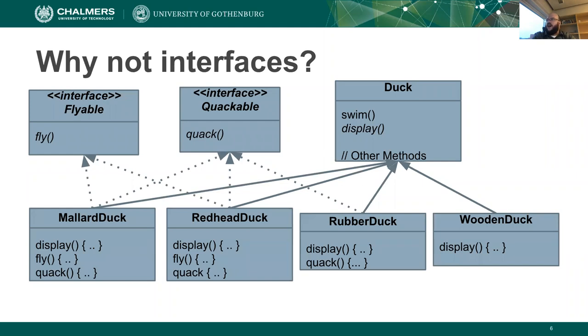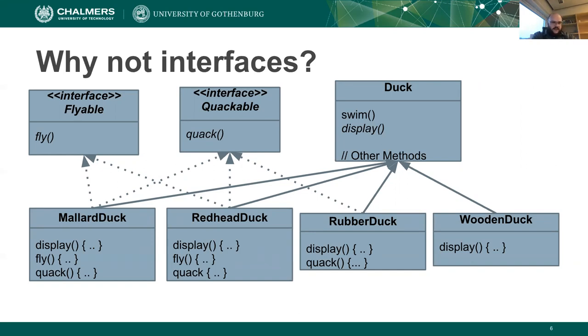So a mallard can fly and quack and inherits swimming and implements display method from the parents. The red-headed duck can fly and quack. The rubber duck can quack, but it can't fly, and the wooden duck can't do either of those, right? So it doesn't bother implementing those interfaces. This design gives us assurance that if an object can fly or quack, you know how to call that behavior, right? You know those methods are being offered. And there's that contract in place stating that the mallard duck implements a method called fly. It implements a method called quack.